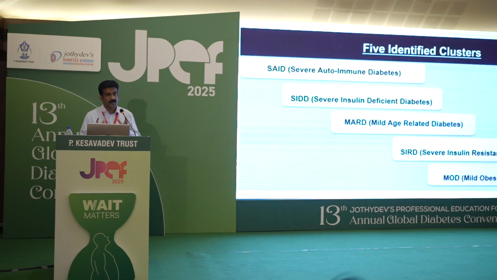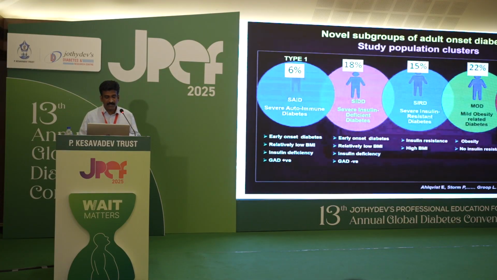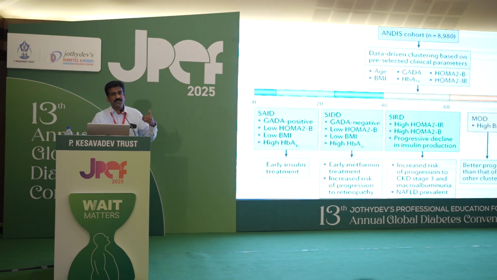5 important groups of type 2 diabetic patients were clustered. The first one is severe autoimmune diabetes, just like type 1 diabetes. The remaining 4 types are type 2 diabetics: severe insulin deficient diabetes, severe insulin resistant diabetes, mild obesity related diabetes, and MARD, that is mild age related diabetes. These are varying forms of type 2 diabetes clustered based on insulin deficiency and insulin resistance. So the importance of this clustering is that we could make several inputs.